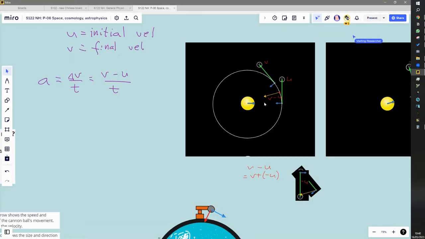One, if it's moving in a circle, then it's changing direction. If it's changing direction, the velocity is changing, because velocity is speed within a particular direction. So the direction matters, and if the direction is changing, then it's not the same velocity. The velocity is changing, and if the velocity is changing, then it must be accelerating. So that's one level at which we can understand it.